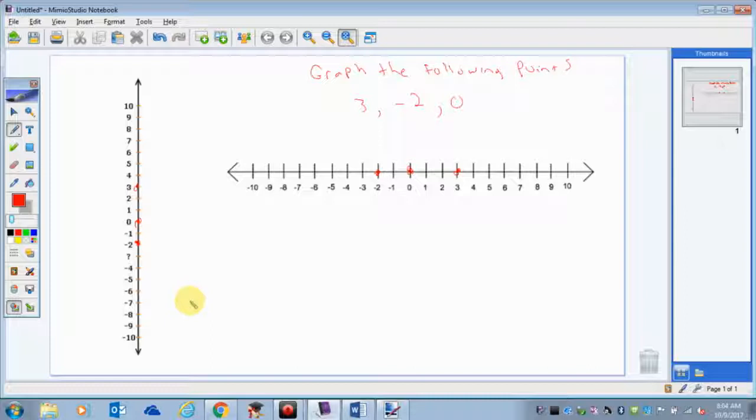So pretty simple today. Just really wanted to introduce you to positive and negative numbers. We'll do an IXL lesson on it and get a little bit of practice with it, and then kind of get kicked off on positive and negative numbers and all the different things that we're going to do with them this week. So good luck.